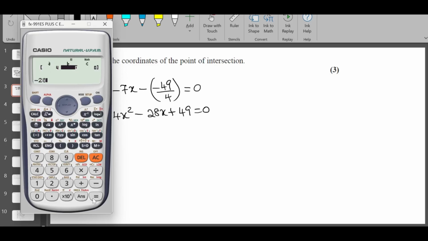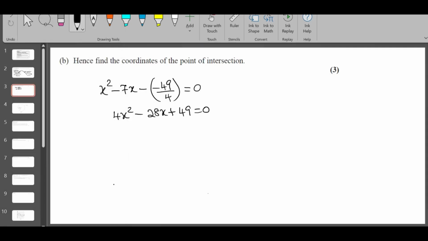4, minus 28, plus 49. 7 over 2. Just only one point, right? They both intersect at only one point. So it's basically 7 over 2. x is equal to 7 over 2, 7 over 2. So you can write this as 2x minus 7 times 2x minus 7. You have to mention this. So just x is 7 over 2.